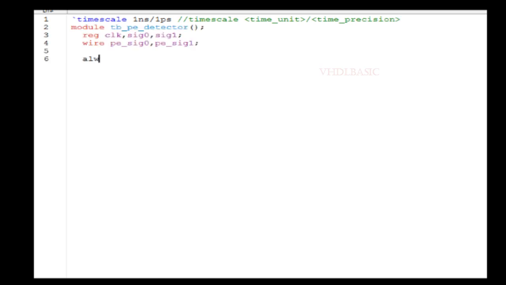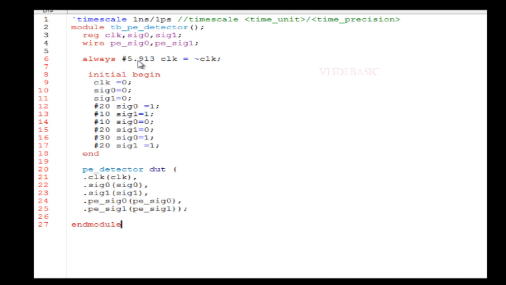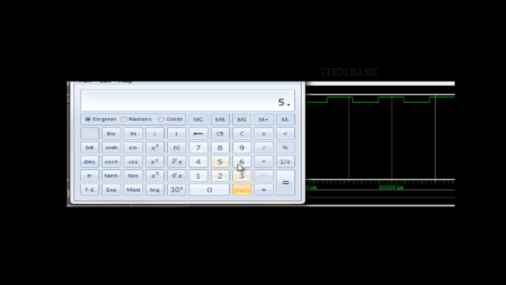How to generate the 50% duty cycle clock. So here 84.55 is our clock frequency, right? We need to convert that into a time period, and divided by 2, we need to take it to generate the 50% duty cycle clock. 5.913 into 2 is 11.826, which is the time period. If you take the reciprocal of that, you will get the frequency.